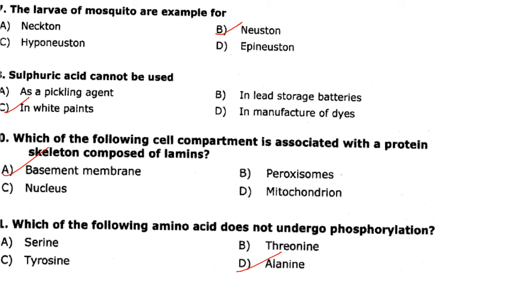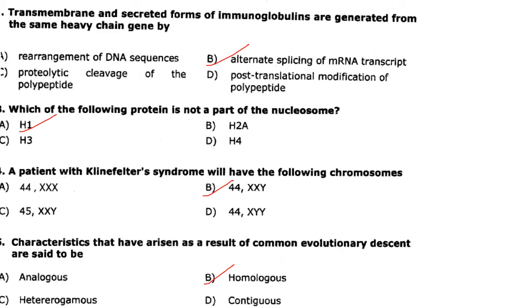Which of the following cell compartments is associated with a protein skeleton composed of lamins? So that is the nuclear envelope. Answer is option A. Which of the following amino acids does not undergo phosphorylation? So it is alanine that does not undergo phosphorylation out of these 4 options. Transmembrane and secreted forms of immunoglobulins are generated from the same heavy chain by... So it is done by alternative splicing of mRNA transcript.